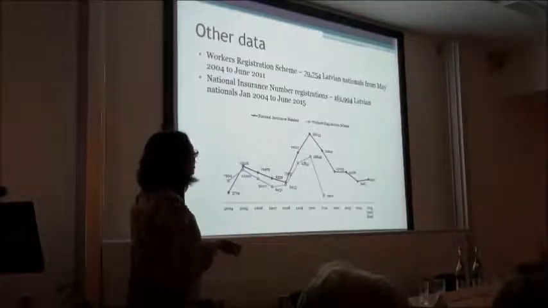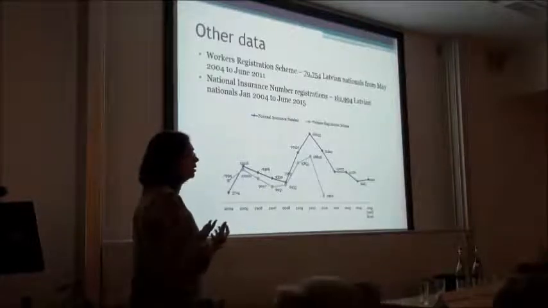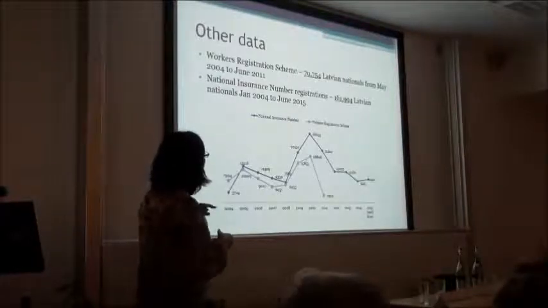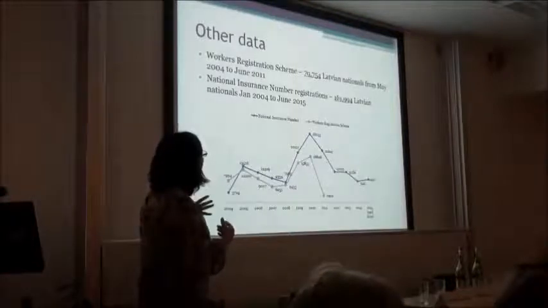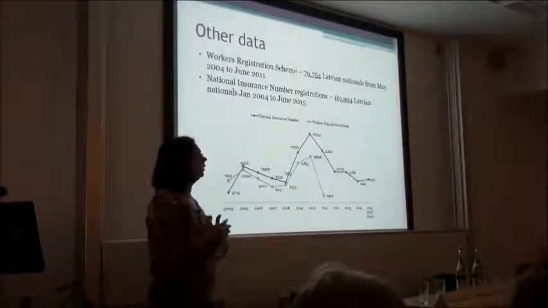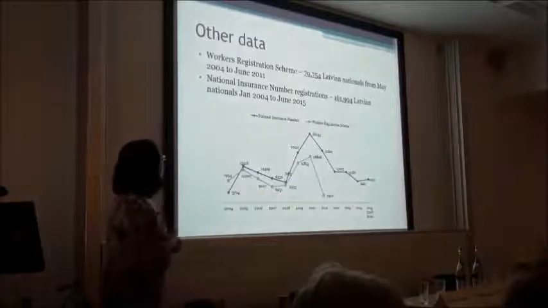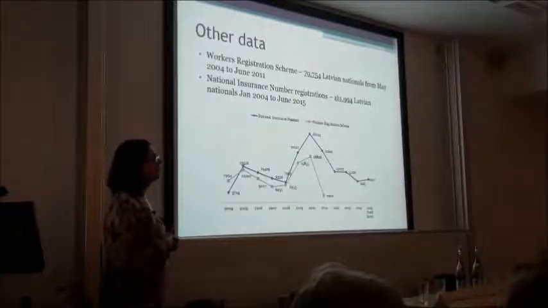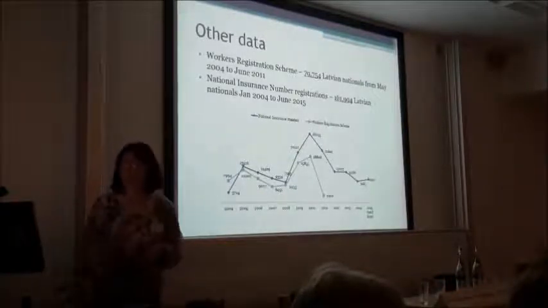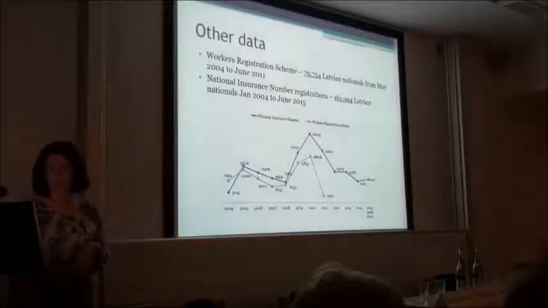With the workers' registration scheme, you didn't have to register unless you work. With national insurance, you have higher numbers because even if you're self-employed, you need national insurance. So it's maybe slightly underestimated with some dependents, so people who are not in the market.